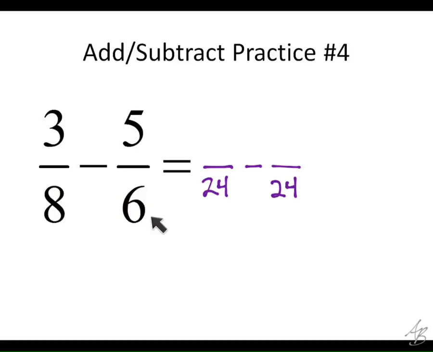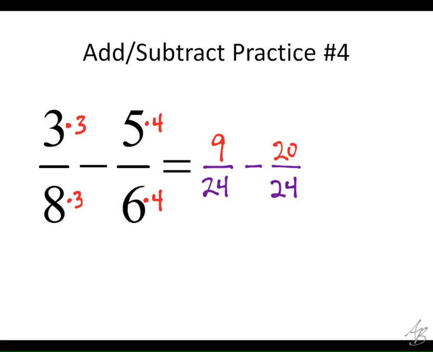What do I multiply by 8 to get 24? 3. So I multiply 3 times 3 here and get 9. What do I multiply by 6 to get 24? 4. So I multiply the numerator by 4 and get 20. Alright, so now we have our common denominator.